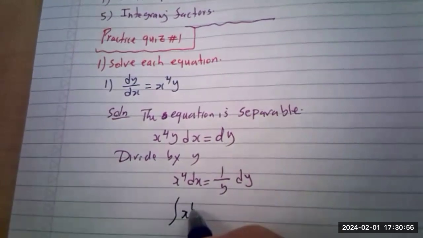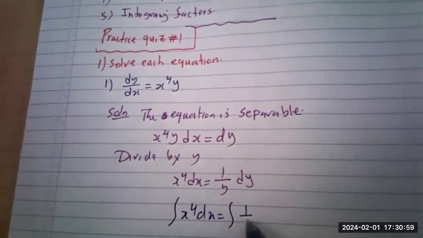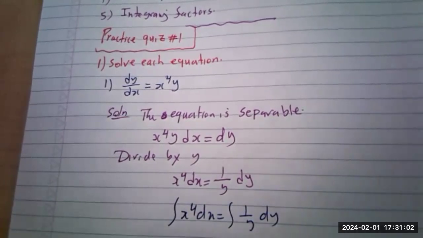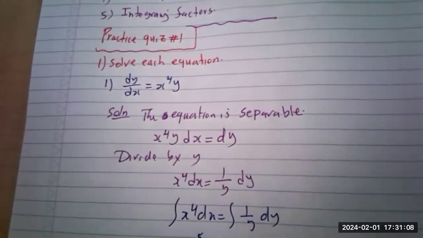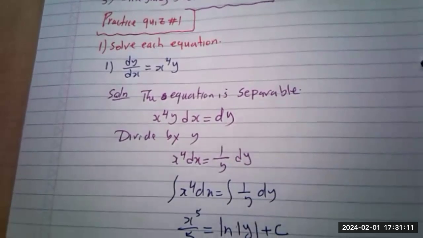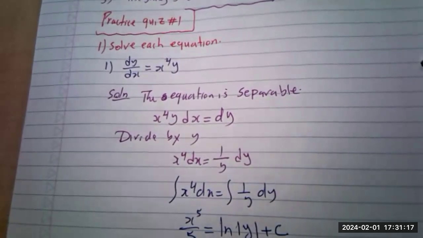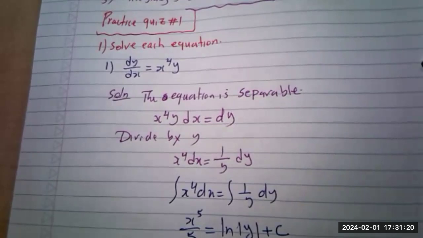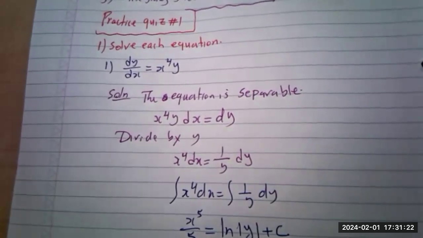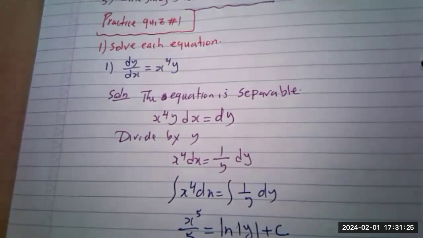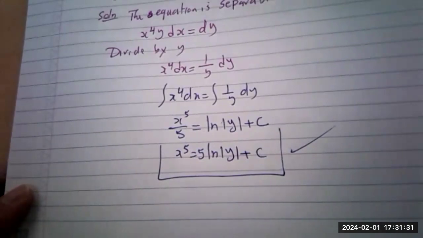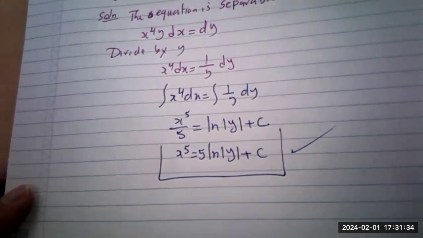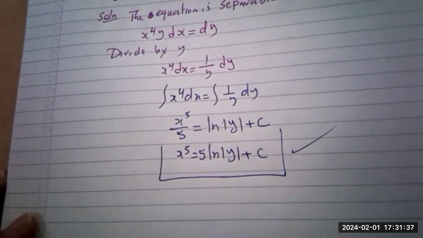Integrate x to the 4th dx and 1 over y dy. That gives you x to the 5th over 5 equal to ln of the absolute value of y. You can add the constant c over here. It's a final answer. If you like to multiply by 5, you can do it, that's optional. So 5 ln of the absolute value of y plus c, the final answer. Now, some people like to put the c to the other side and write it in exponential form. Don't do it. It's done. Y is here. That is case 1.